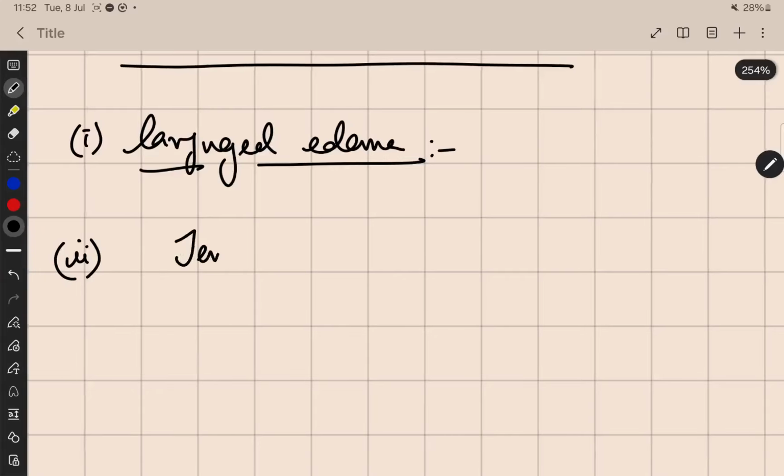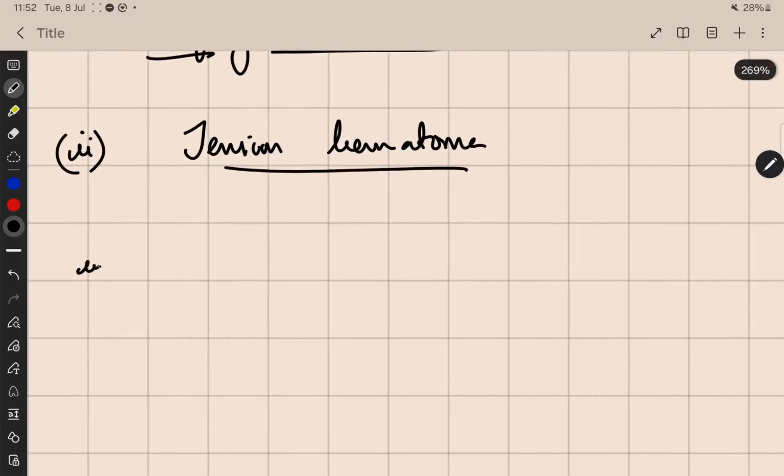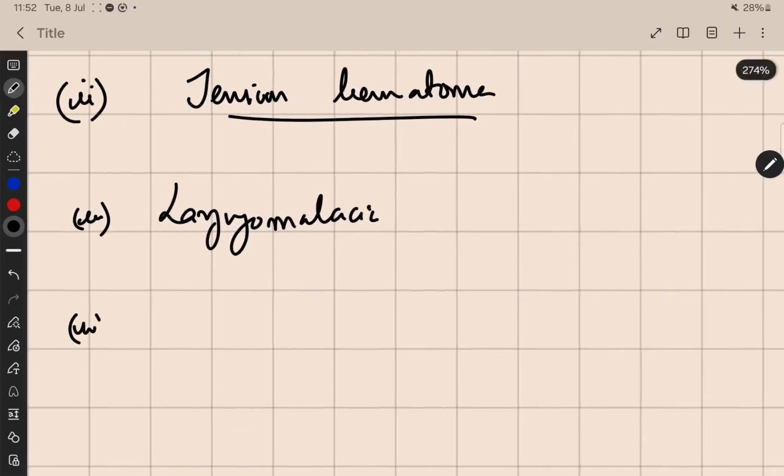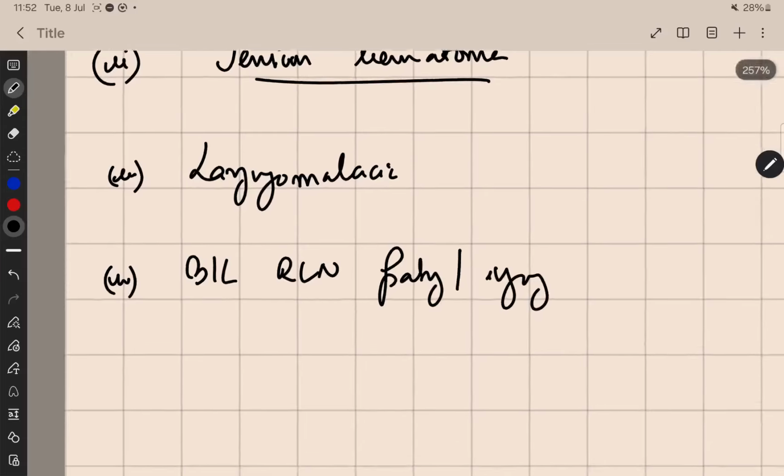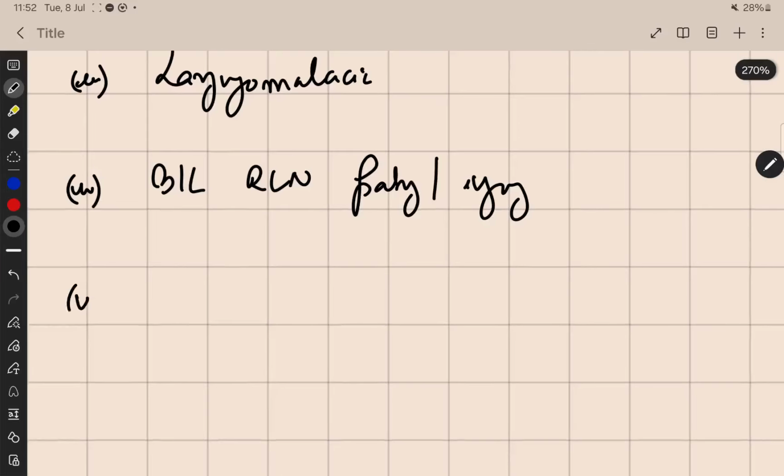Second is, as I told you, tension hematoma. You have to immediately evacuate it. Third is laryngomalacia. Fourth is, as I told you, bilateral laryngeal nerve palsy or bar injury. Unilateral, nothing, it will cause nothing. And fifth is hypoparathyroidism. I'll tell you why.